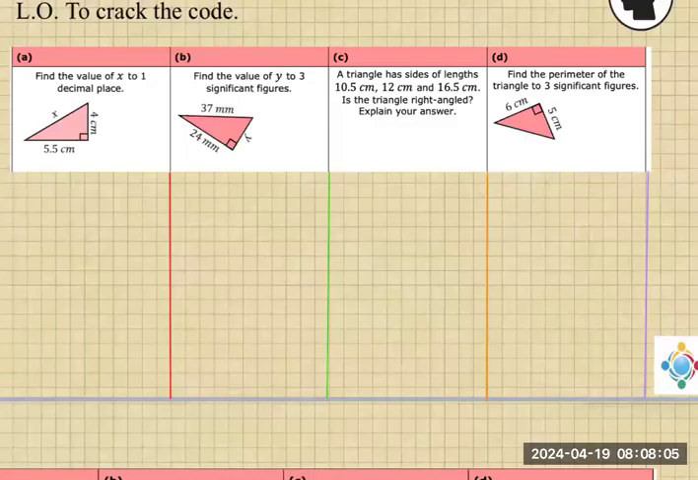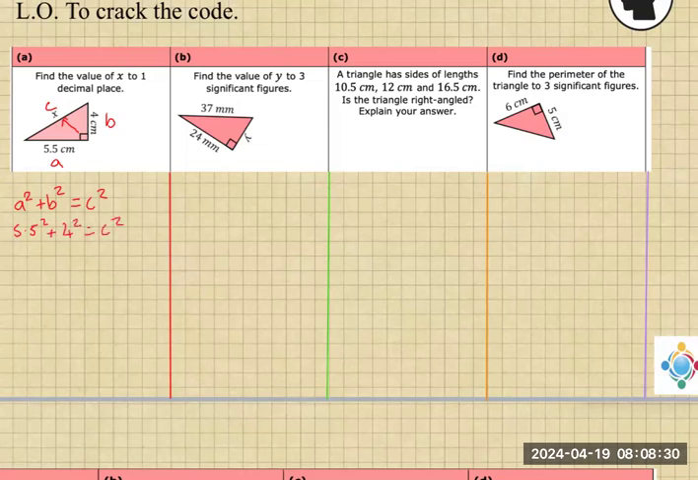Right, so the first thing I'm going to do is label it. Your longest side is always opposite your right angle, and then A and B don't matter. So A squared plus B squared equals C squared. So in this question, 5.5 squared plus 4 squared is C squared.